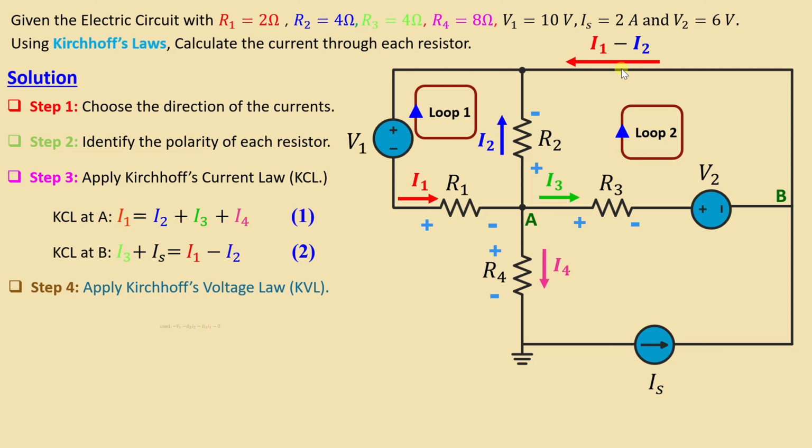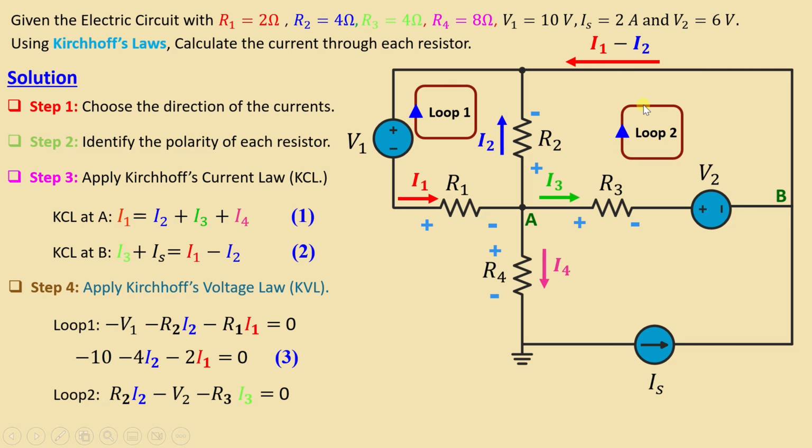We can write KVL in loop 1: negative V1 minus R2 I2 minus R1 I1 is equal to 0. We finally obtain negative 10 minus 4 I2 minus 2 I1 is equal to 0.